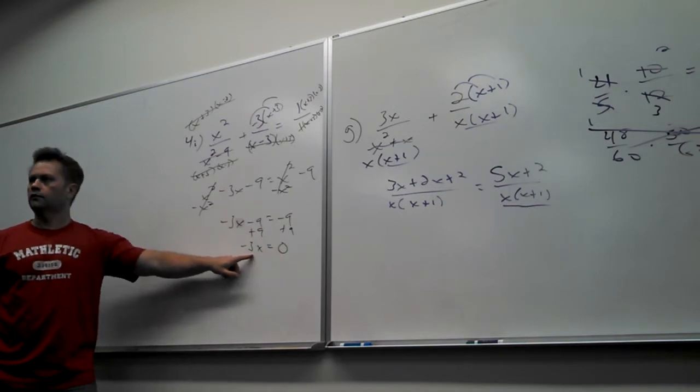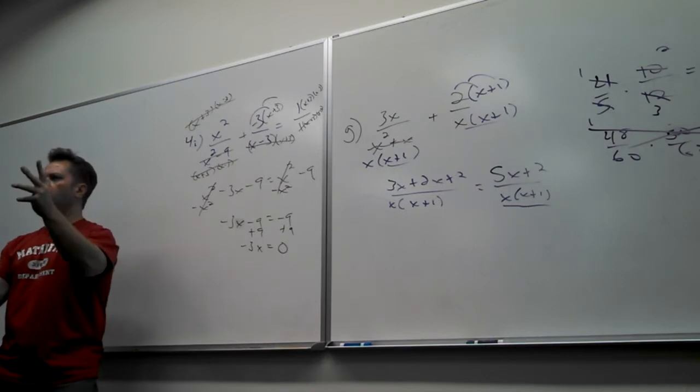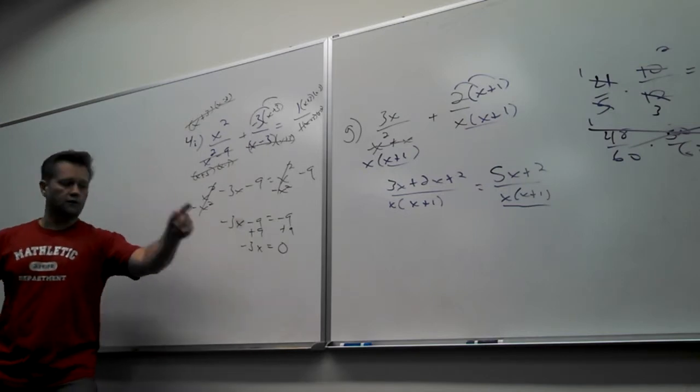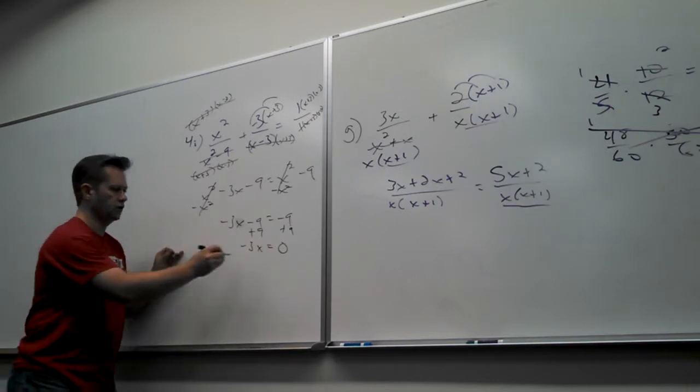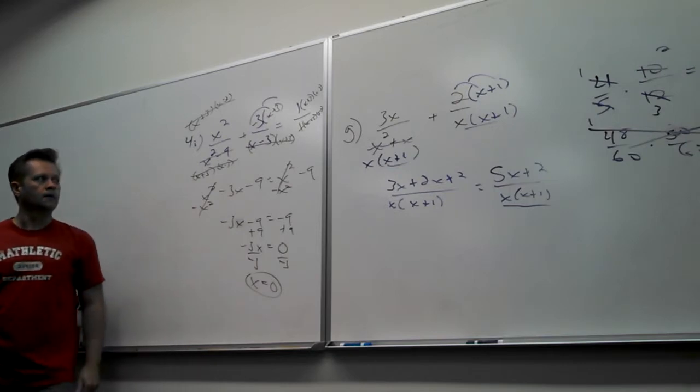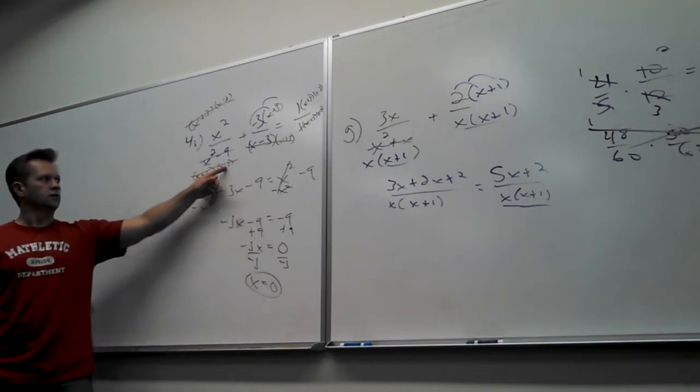How do I get x by itself? Divide by -3. People think that's going to mess them up. Don't think about what's on that side. No matter what's on that side, you're going to divide by -3. You've got to get rid of the -3. And what's 0 divided by anything? 0. Yeah. And is that okay for an answer?